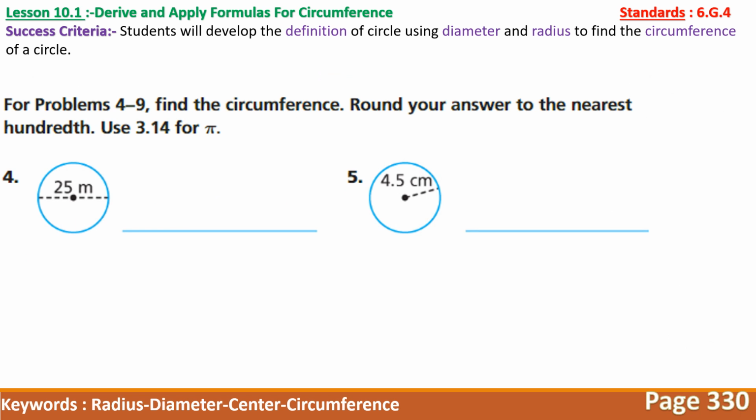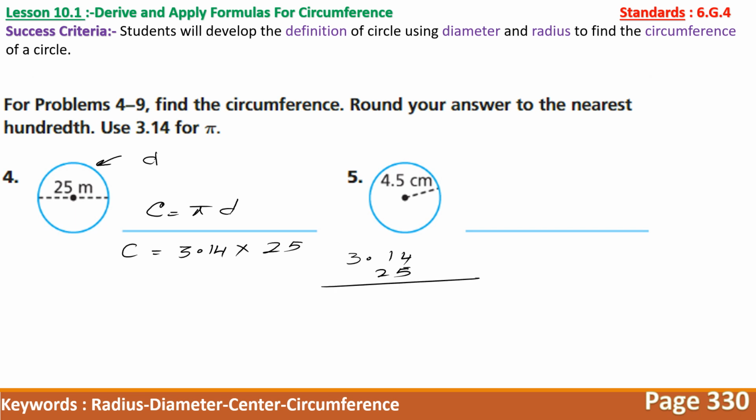So find the circumference, round your answer to the nearest 100. Here what is given? Diameter is given. So you will use the formula C equals pi d. C equals pi is what? 3.14 and diameter is 25. Let's try to multiply 3.14 with 25.